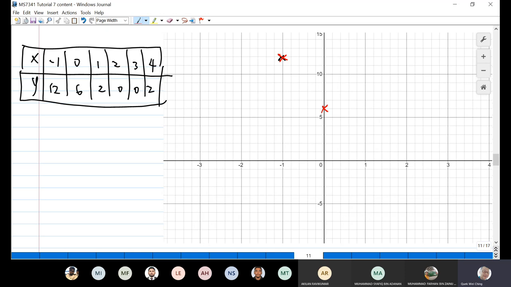1 is 2 here. 2 gets 0. 3 also gets 0. 4 you get 2. Okay, 2 is somewhere here. So we get this graph. This is actually not a straight line, it's a curve here, so you can draw a small curve. This type of curve is called a parabola.